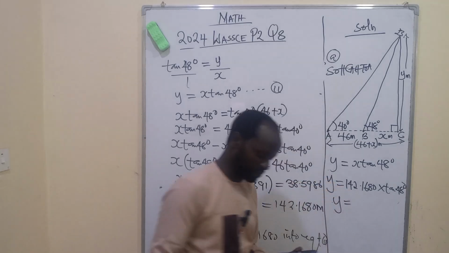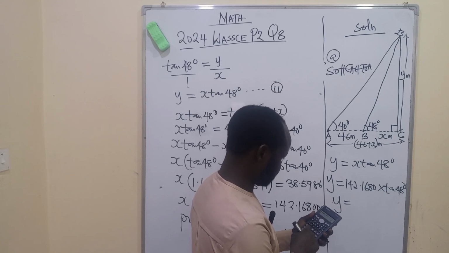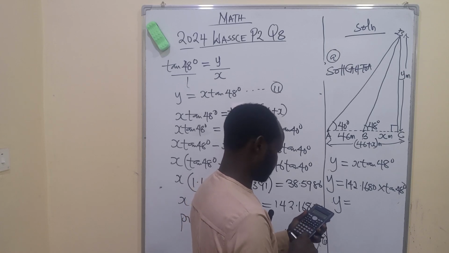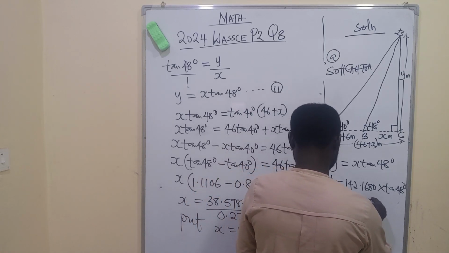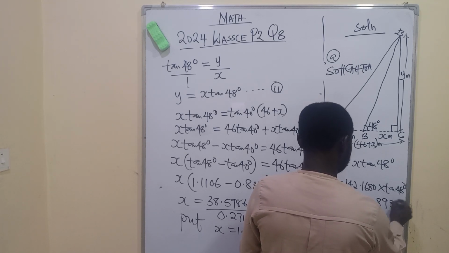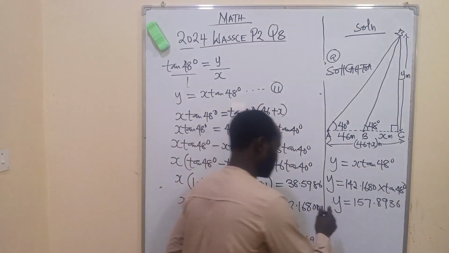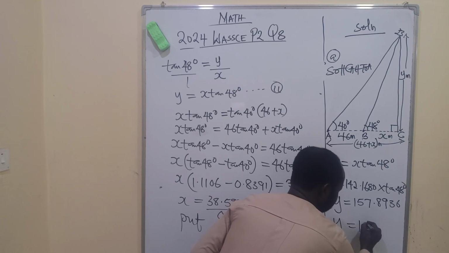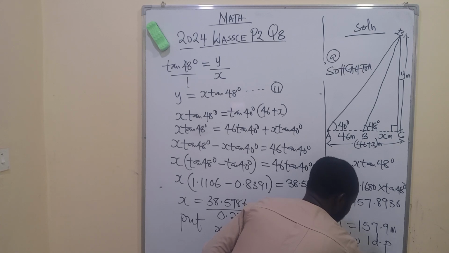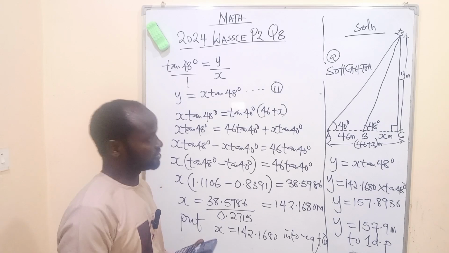So y, which is the height of the pole now, will be tan 48 degrees times 142.168. That will be 157.8936. So this is the height of the pole, but we are asked to leave our answer to one decimal. So therefore, the height of the pole y now will be 157.9 meters to 1 dp, to one decimal. So this will be the height of the pole, 157.9 meters.